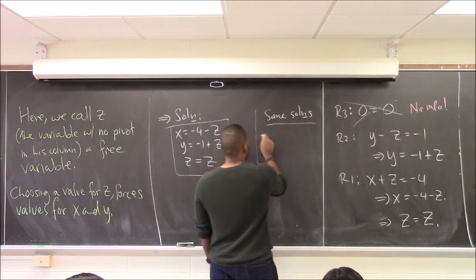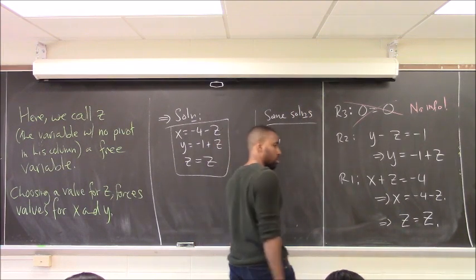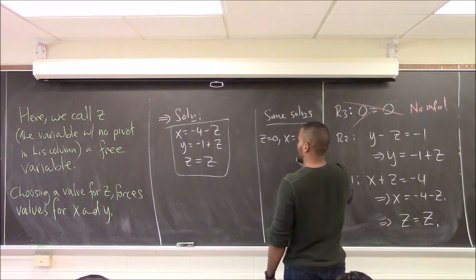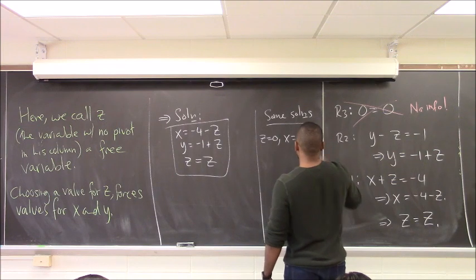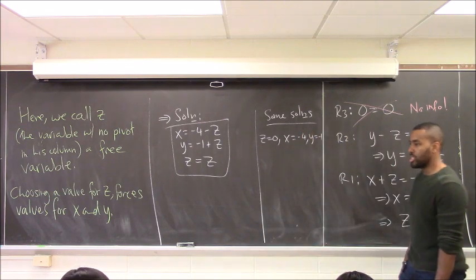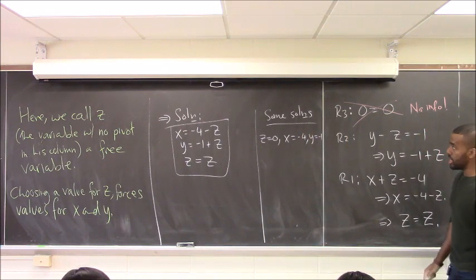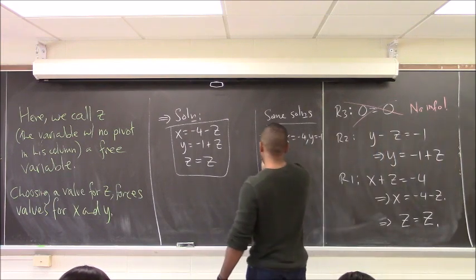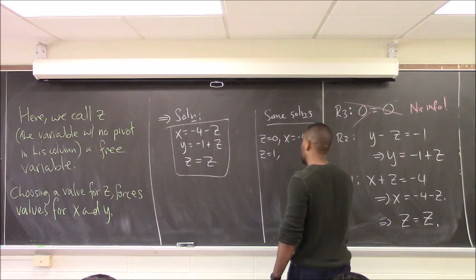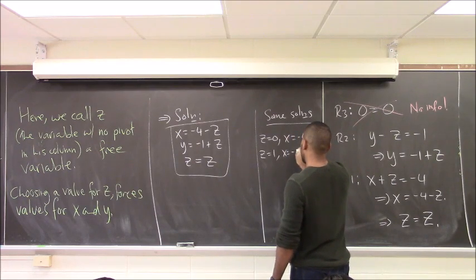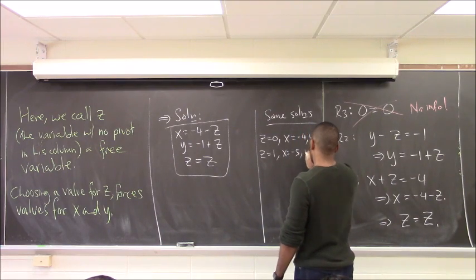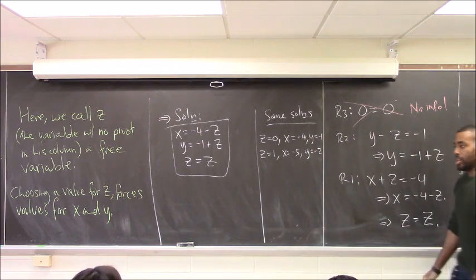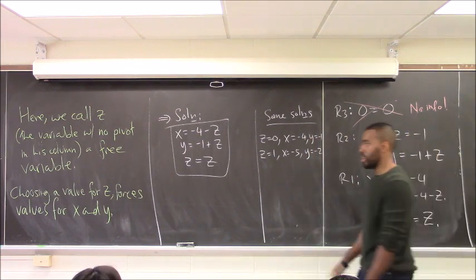Let's say z equals 0. Well, what does x have to be? Well, -4. What does y have to be? -1. If you plug in those three numbers into the system of equations I gave you, it will make sense. If I said, okay, z equals 1, what would x have to be? Well, it would have to be -5. What would y have to be? Well, y would have to be -2. If you plug in that list of numbers into the equations, it will be a solution. You can try it for yourself.